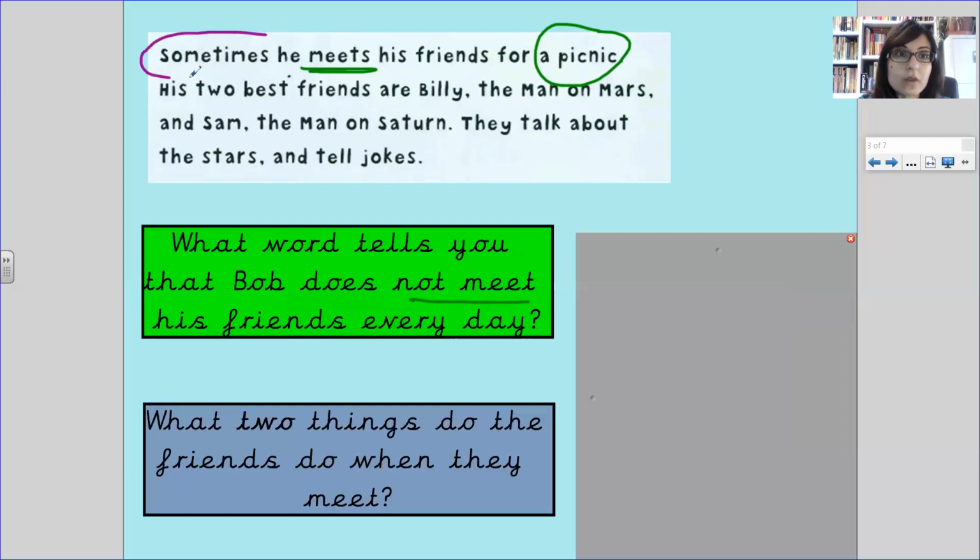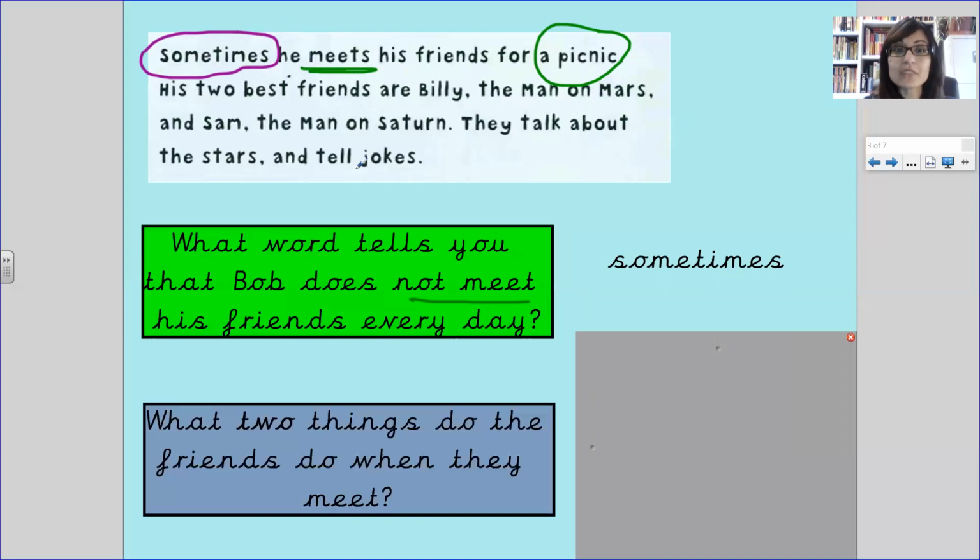Sometimes. So this word is the word that tells you that he doesn't meet his friends every day. Sometimes. Because I know sometimes some of you pick a word and you don't think about what the word means.